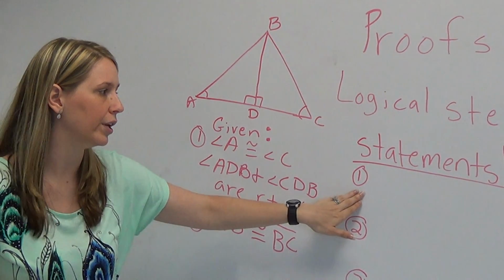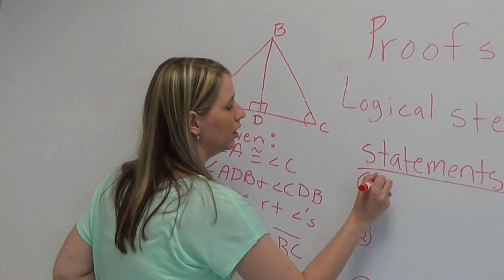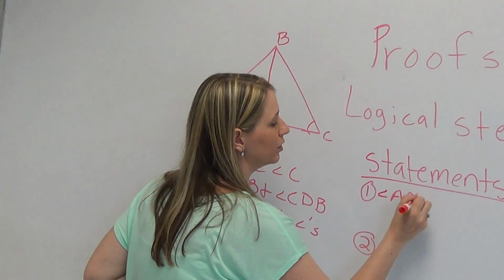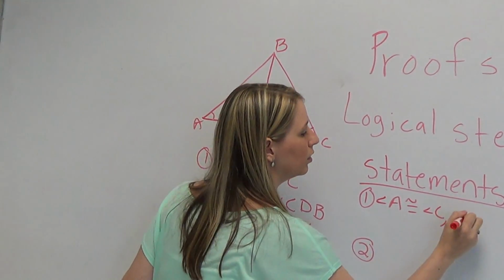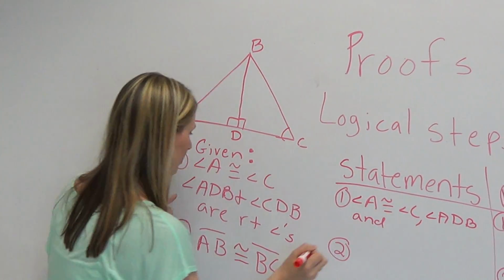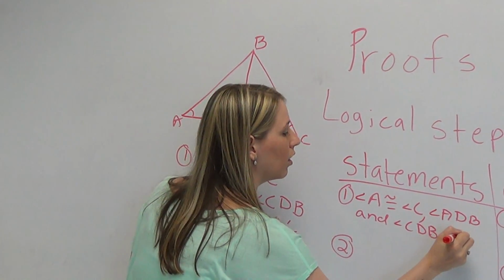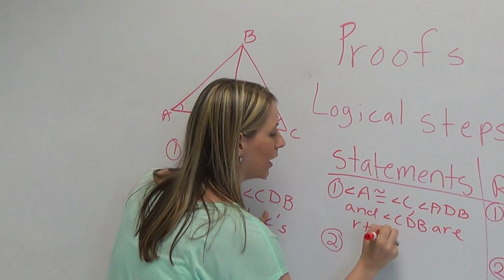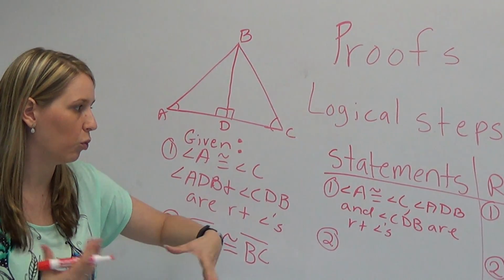So you always start with your given. Your statement 1 is going to be whatever you started with. So I'm just going to rewrite all that. Angle A is congruent to angle C. And I also know that angle ADB and angle CDB are right angles. Okay? So the statement is like what it is.